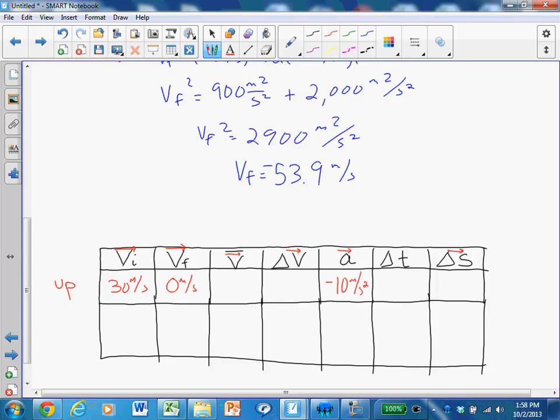Average, 15. Delta V, minus 30. Delta T, 3 seconds. So now we can get delta S is V bar times delta T, or 45 meters. So now I know if it went up 45 meters, it's going to fall 145 meters back down, because the cliff's 145 meters tall. I know I'm starting at 0 meters per second. I'm trying to find this VF, and I know it's under the influence of gravity.